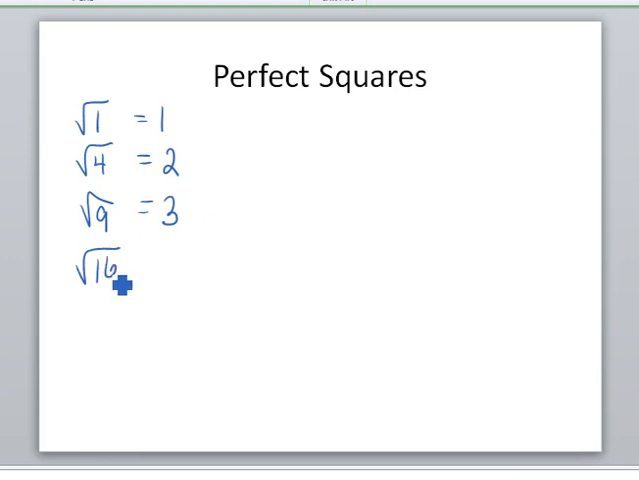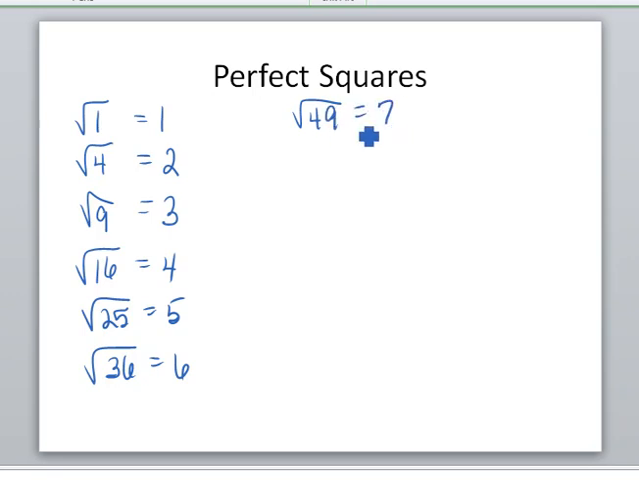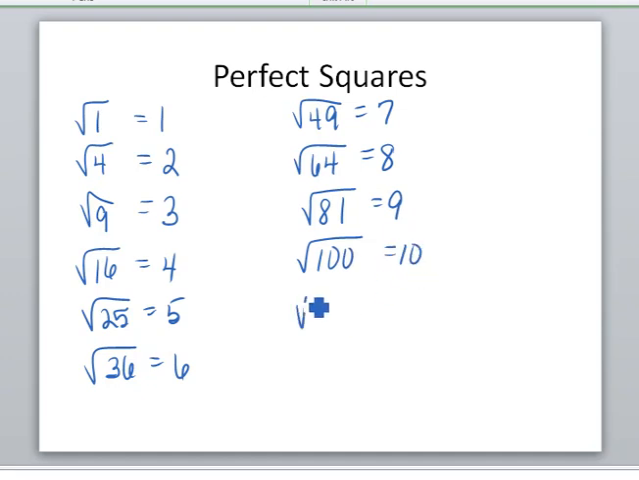4 times 4 is 16. 5 times 5 is 25. 6 times 6 is 36. 7 times 7 is 49. 8 times 8 is 64. 9 times 9 is 81. 10 times 10 is 100. 11 times 11 is 121. 12 times 12 is 144. These are all perfect squares.